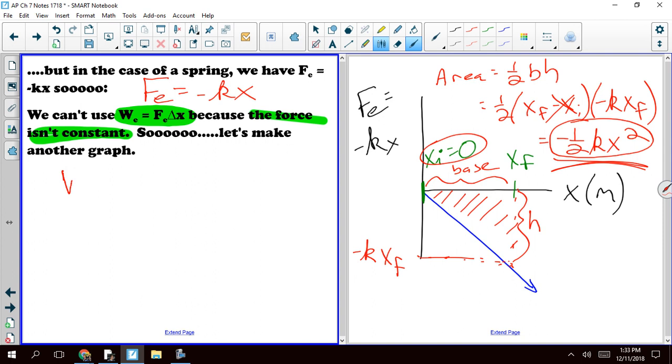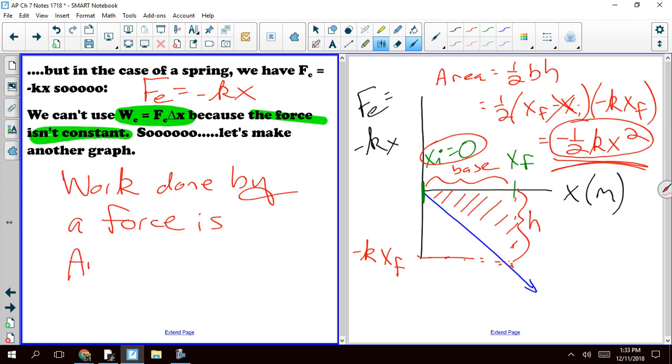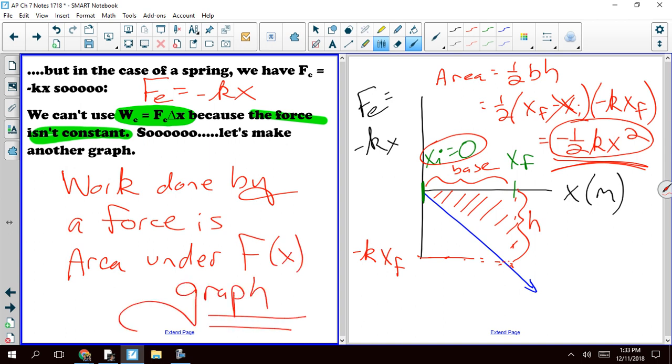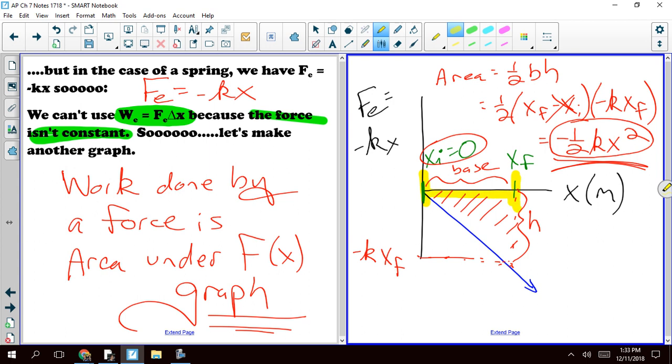So once again, the work done by a force is the area under the f of x graph. Okay? All right. Now, area under a curve. Well, in math class, we refer to that as an integral, right? A definite integral specifically, because you're finding the area between two fixed points, between your initial and your final point. So this area is a definite integral.